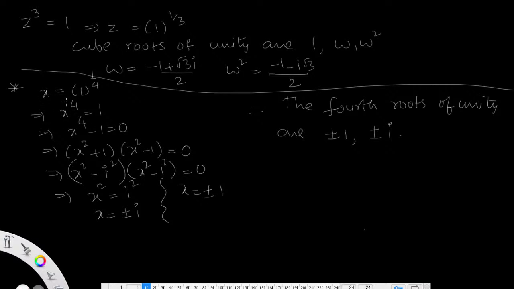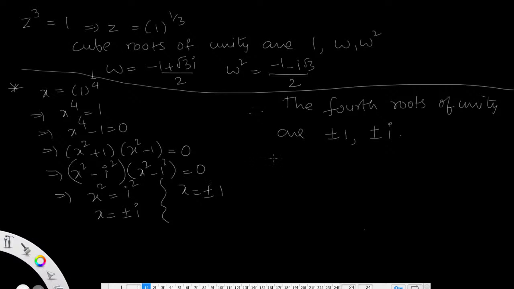Next we will see x equal to fourth roots of unity, that means x power 4 equal to 1. Then we can write x square plus 1 into x square minus 1 as minus i square into x square minus 1 square equal to 0. Now we get x equal to plus or minus i and x equal to plus or minus 1. Therefore the fourth roots of unity are plus or minus 1 and plus or minus i.